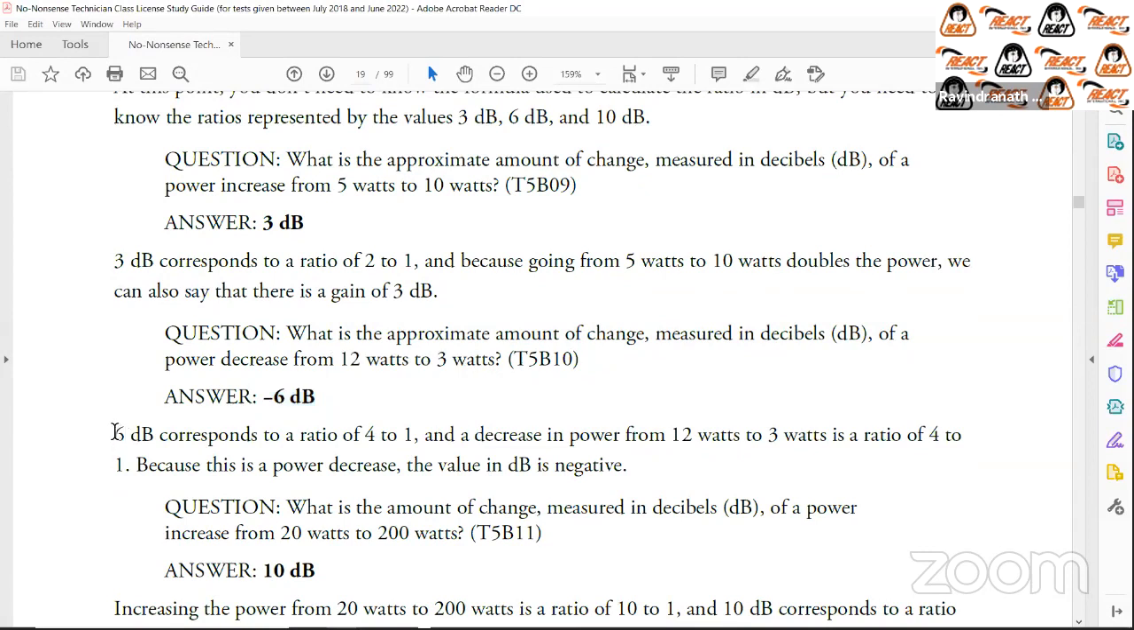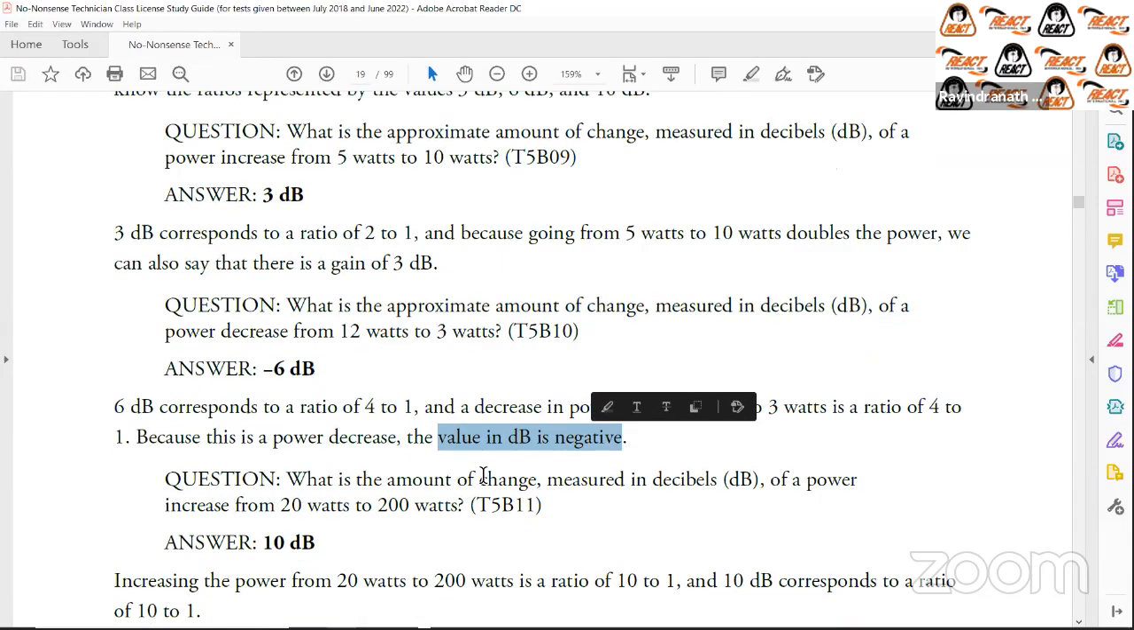And this is what they're asking us to learn by rote: 6 dB corresponds to a ratio of 4 to 1, and a decrease in power from 12 to 3 watts is a ratio of 4 to 1. And because it's a power decrease, the value is negative.